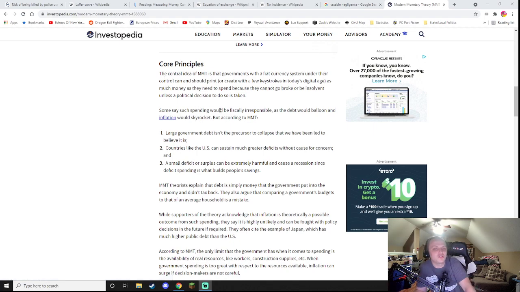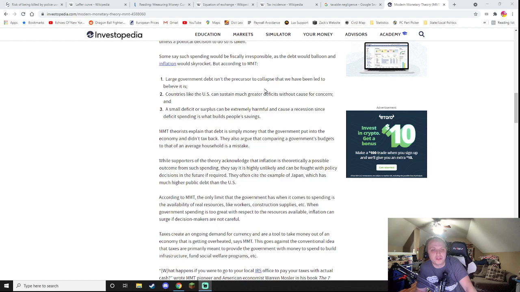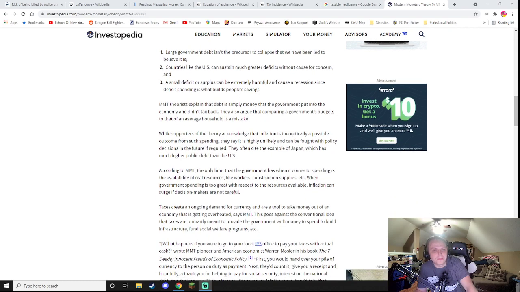Core principle. The central idea of MMT is that governments with a fiat currency system under their control can and should print as much money as they need to spend, because they cannot go broke or be insolvent unless a political decision to do so is taken. Some say such spending would be fiscally irresponsible, as the debt would balloon and inflation would skyrocket, but according to MMT, large government debt isn't the precursor to collapse that we've been led to believe it is. Countries like the U.S. can sustain much greater deficits without cause for concern.